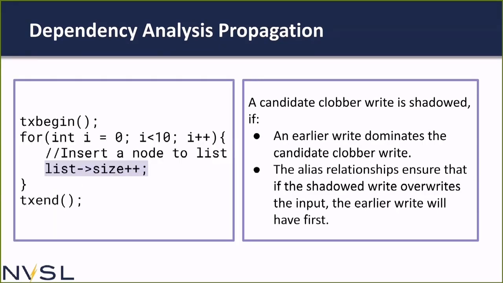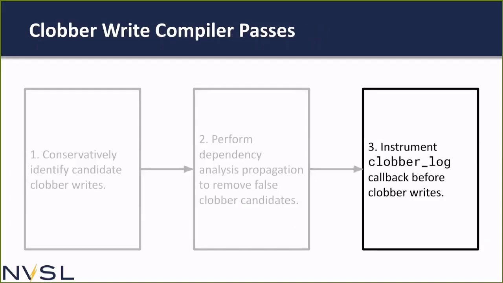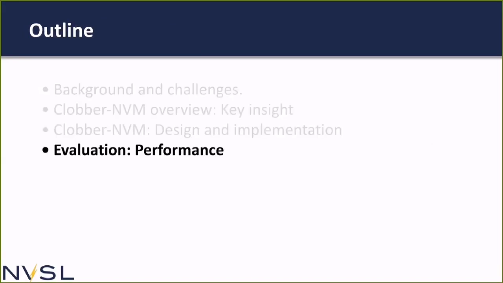In practice, you can also find this kind of false candidate in loops. The first iteration Clobbers the input, but subsequent iterations do not need to log, because in these iterations, the Clobbers are on the value produced by the previous writes. After this analysis, the compiler plans to instrument Clobber log callbacks based on the analysis results.